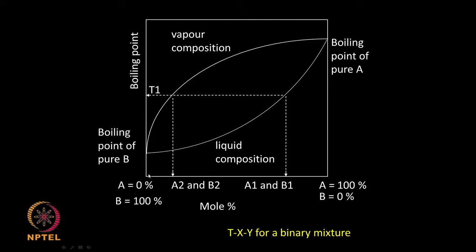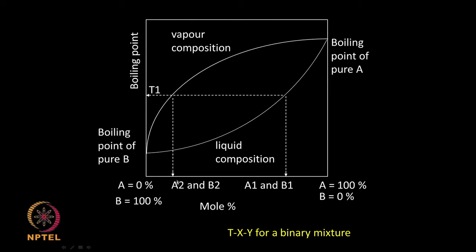You can also plot the concentration of A in the x axis, and we can plot the vapor composition, that is the composition of A in the vapor, and the composition of A in the liquid. So, you can have graphs like this. This could be the boiling point of pure A, this could be the boiling point of pure B. So, A at 0%, here A at 100%. Here you have B at 0%, B at 100%. This is the composition of A in the vapor phase, this is the composition of A in the liquid phase. 100 minus that composition will give the corresponding composition for B also.